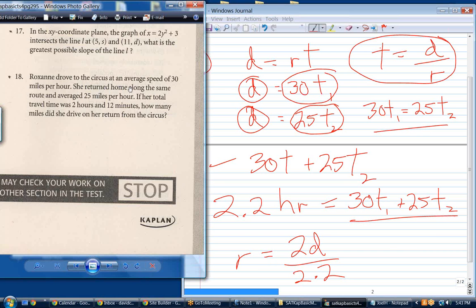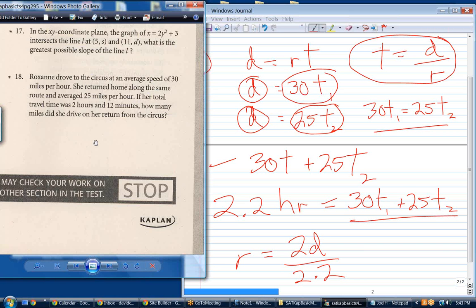It says she returned home along the same route and averaged 25 miles per hour. I'm not sure if they're saying she averaged 25 miles per hour for the whole trip or 25 miles per hour on the way home. I think it was just on the way home. I think so too, but I'm not sure.